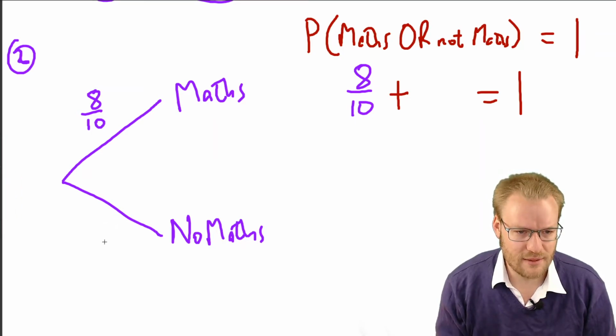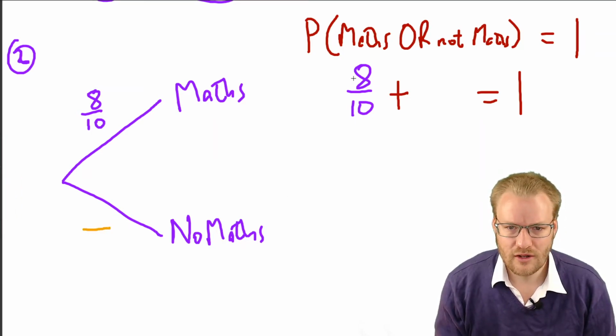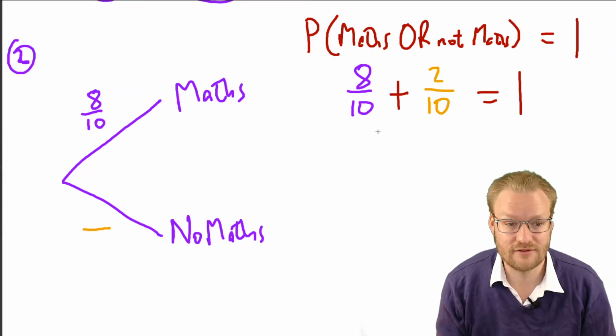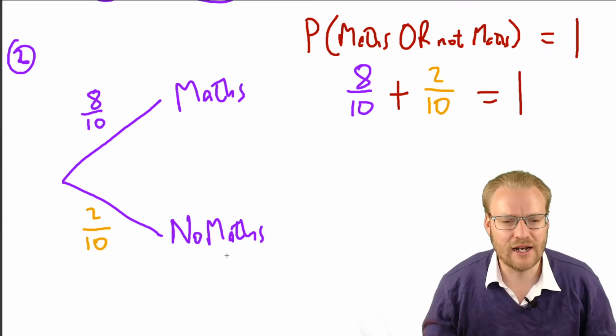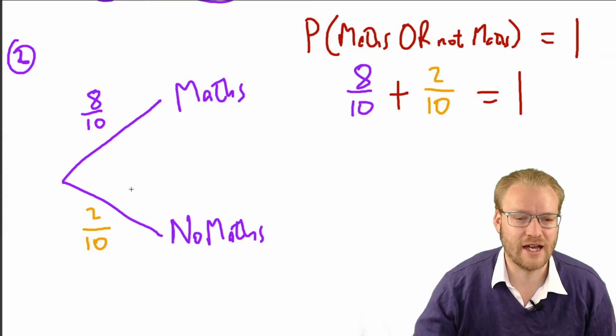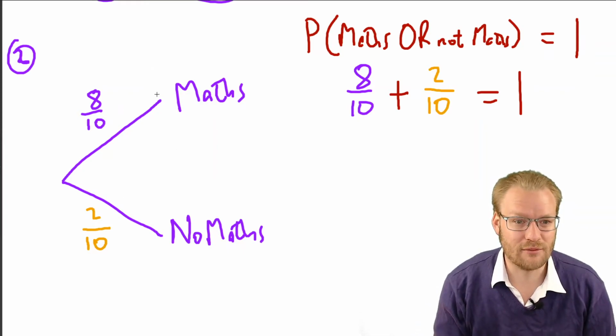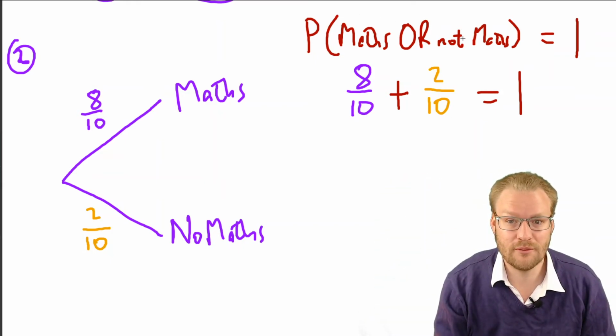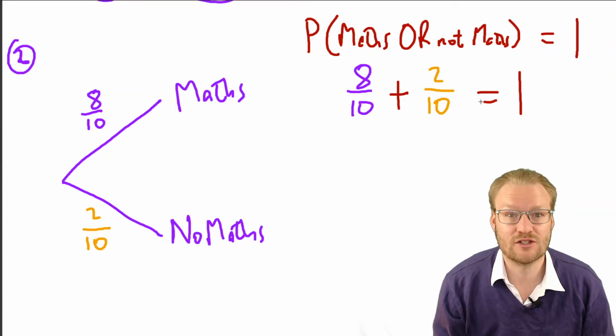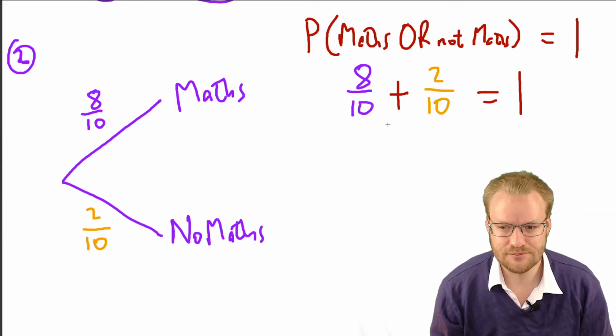So therefore, this number over here, this mystery fraction, 8 over 10 plus what gives you 1? Well, if we make the denominators the same, then we can just add the numerators. So 8 plus 2 gives us 10 over 10, gives us 1. So therefore, it must be 2 out of 10. Notice that they add up to 1. Well, they must add up to 1 because one of these things must happen, maths or not maths. So the probability of maths or not maths is 8 over 10 plus 2 over 10, which must give us 1. One of those two things must happen.